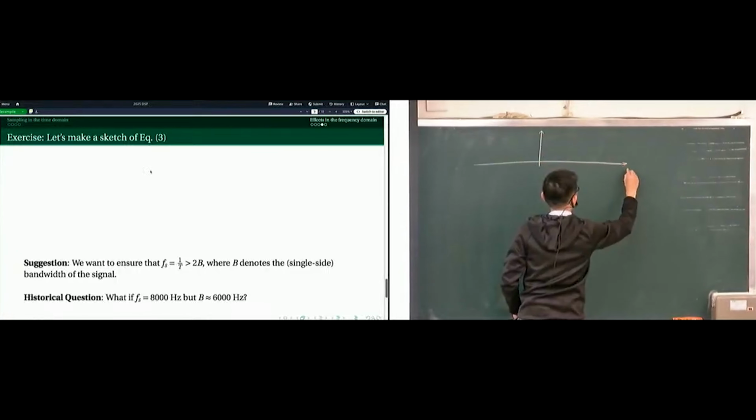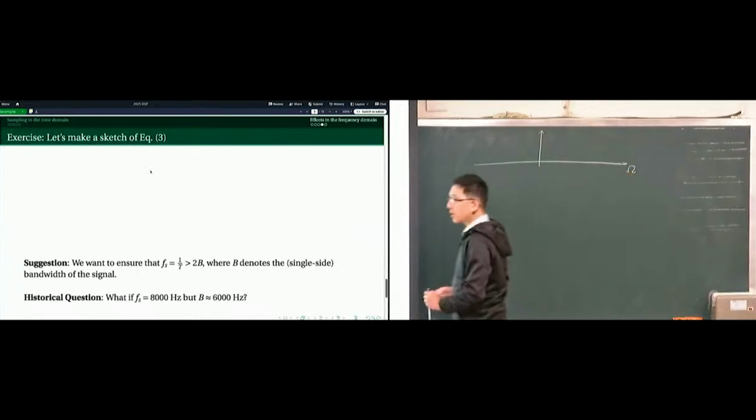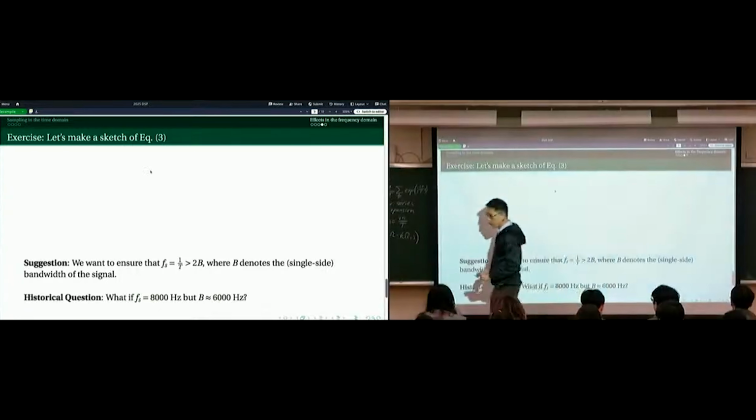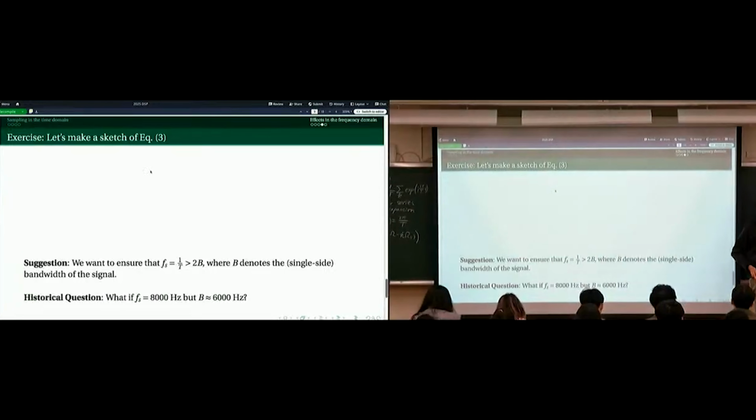I think I'm going to need some other colors, so let me grab a few chalks. Let's assume that the original signal has a band-limited spectrum. Assume that it's band-limited. Maybe just draw an arbitrary triangle with equal sides, emphasizing the symmetry. Let's assume that the bandwidth is, let me be consistent, 2 pi b.